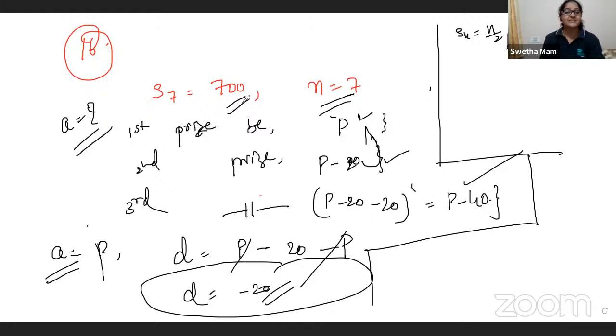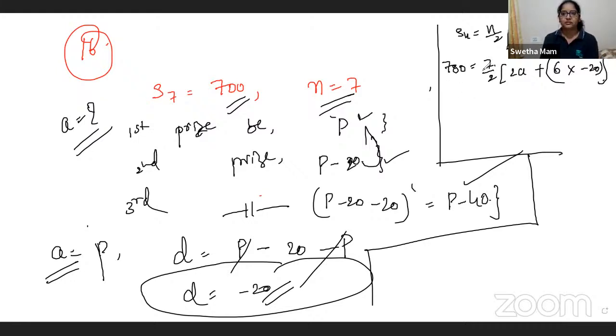What is Sn? S7 is given, it is 700. So n is equal to 7 by 2, into 2a plus, as it is, N is 7, 7 cash prizes. So 6 into d is minus 20. Use brackets, children. Understood?